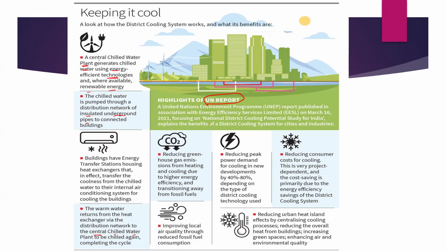Now, what are the added benefits of the same? So one is reducing greenhouse gas emissions from heating and cooling. Currently, on individual capacities, ACs are working, so they want to ensure it is done in a centralized manner. Then, improving local air quality by reducing fossil fuel consumption and reducing peak power demand for cooling. And the most unique point that you will find is reducing urban heat island effects by centralizing the cooling process. They will reduce the heat from buildings, all of it, thereby tackling the issue of urban heat islands. So there are many added benefits to the same.